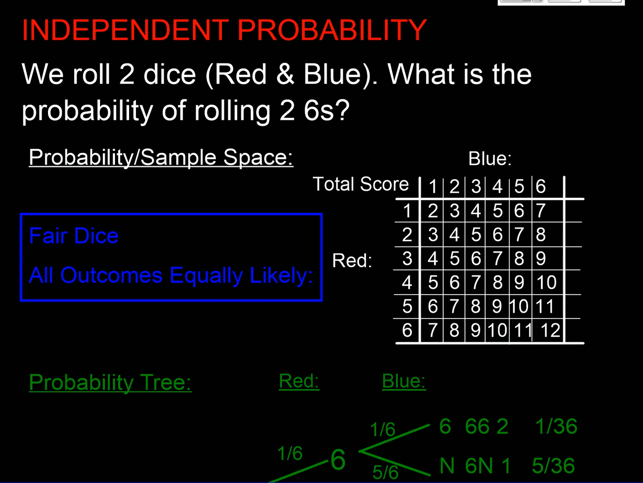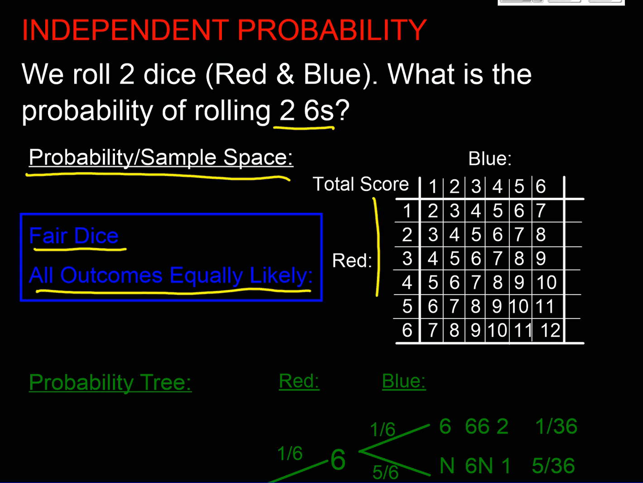Question. We roll two dice, a red and a blue dice. What is the probability of rolling two sixes? Well, our basic approach relies on an assumption that this is a fair dice and therefore all the outcomes are equally likely. We can create a probability space. So the red dice has 6 outcomes, 1 to 6, and the blue dice has 6 outcomes.